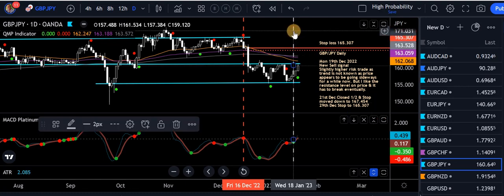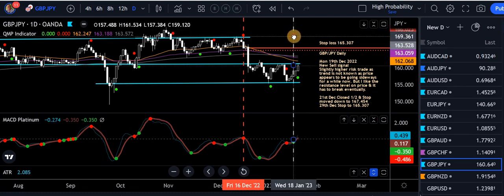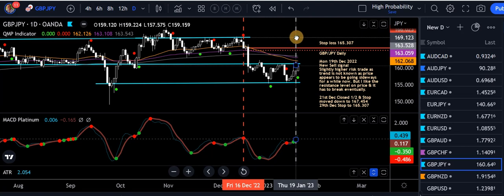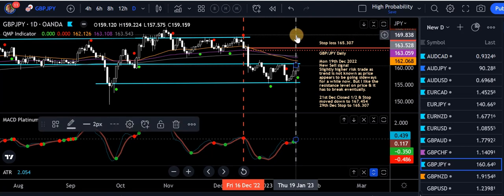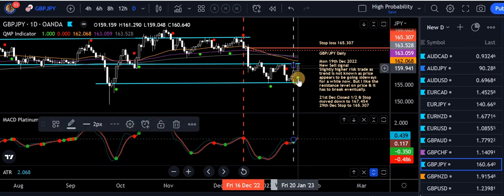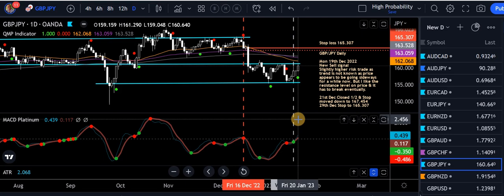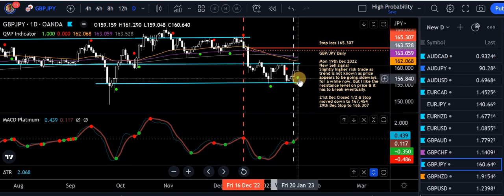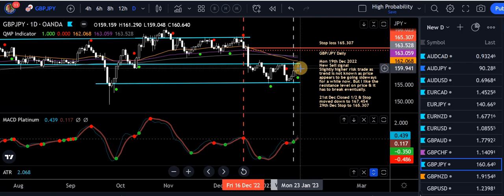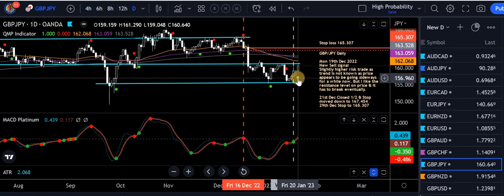Now, pound yen, I think one of these pairs has a new signal on Monday. Now, I'm not going to take this trade. No, just change that. I will take it. So I'm going to take this buy on Monday. This is what I'm saying about the difference between TradingView and MT4, MT5. The QMP green dot presents on the Friday close, so I know exactly what's happening Monday, whereas MT4, MT5 won't show that until the market actually opens on Monday morning. So it's just a bit of a heads up using TradingView.